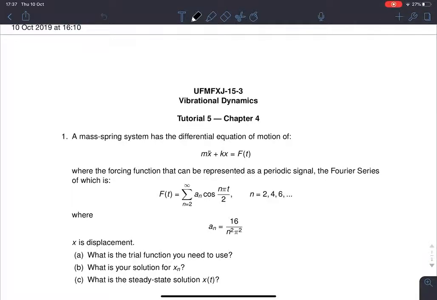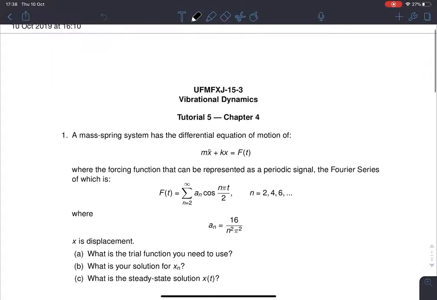So this is a solution to tutorial 5, which is based on the content from chapter 4. For this question we have a mass spring system, so no damping, with the differential equation of motion m x double dot plus k x equals some forcing function, which is a function of time. This forcing function could be represented as a periodic signal using the Fourier series, given in the expression here.